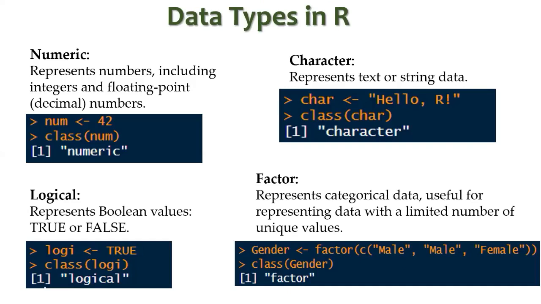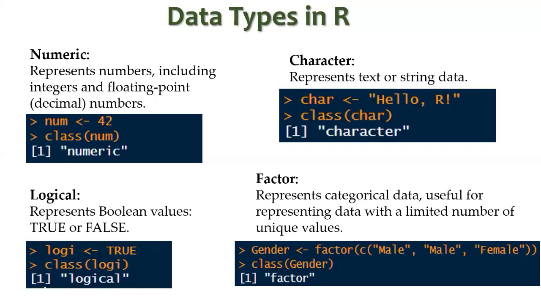So logical data types can take only two values, true or false. You can create a logical data type the same way as we created the number. I assign true to the variable name logic, and then when I use the class function on it, it gives me logical, meaning it is a logical data type.